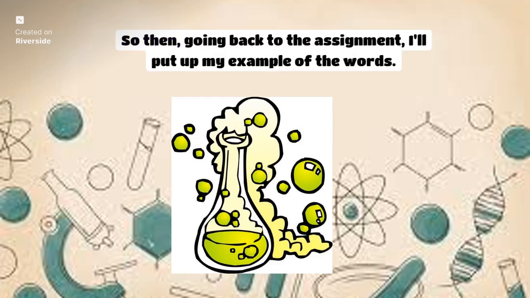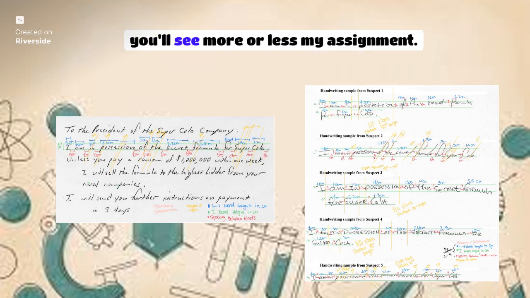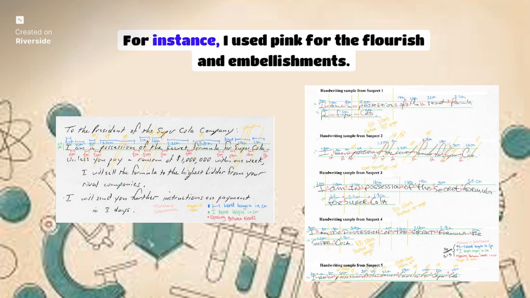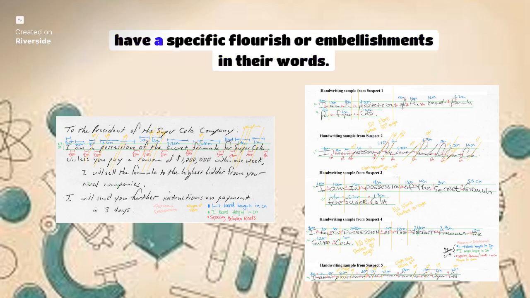So then, going back to the assignment, I'll put up my example. You'll see more or less my assignment, and the different colors that I used. For instance, I used pink for the flourishes and embellishments. As you can see for the pink, some of them I didn't circle anything because some of the words didn't have a specific flourish or embellishment.